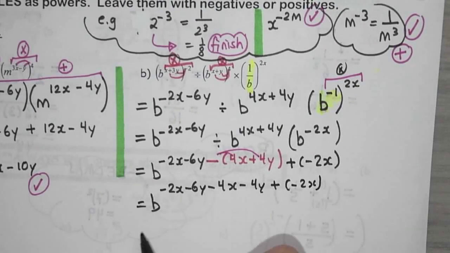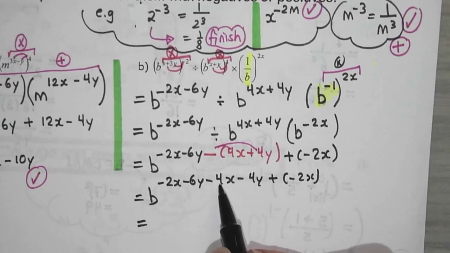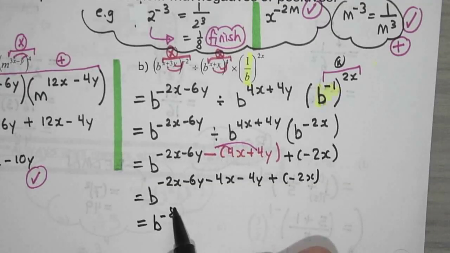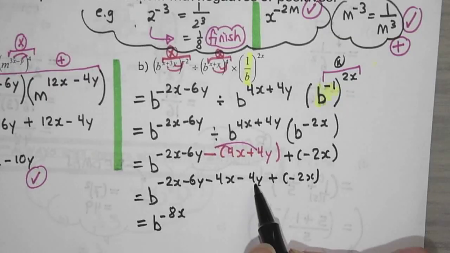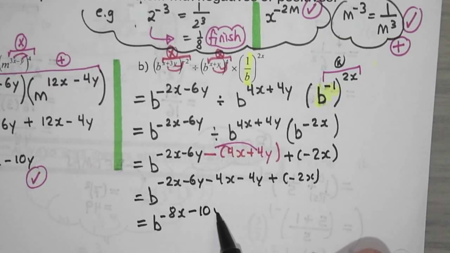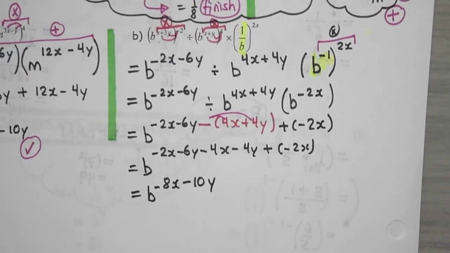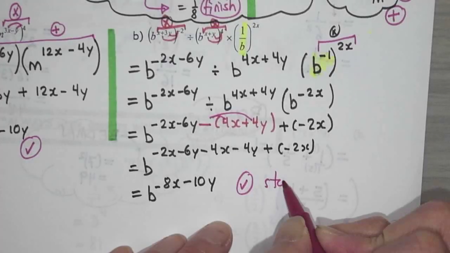Plus negative 2x. So can I finish it off? Negative 2x minus 4x is negative 6x. So minus 8x, I think. Negative 6y minus 4y is negative 10y. And that's it. Stop. Stop there.